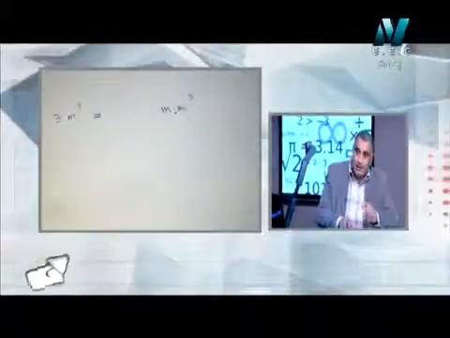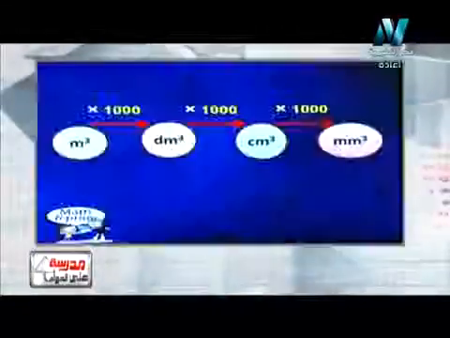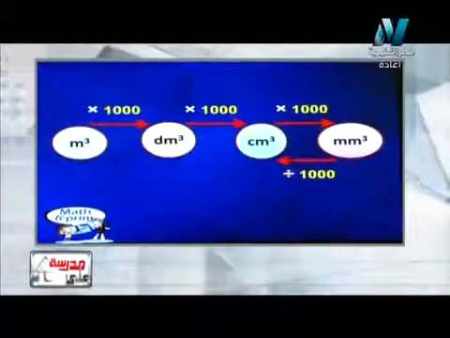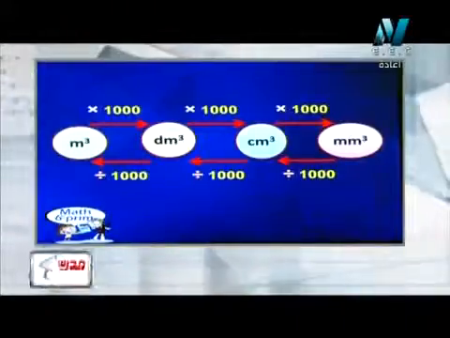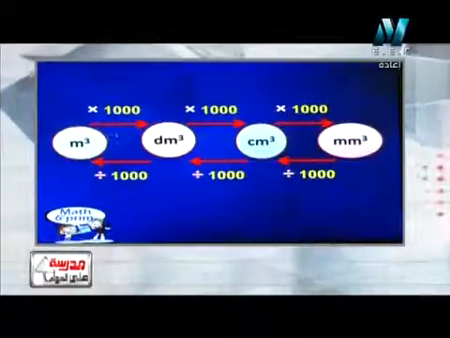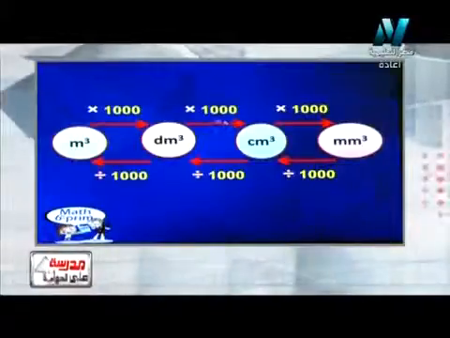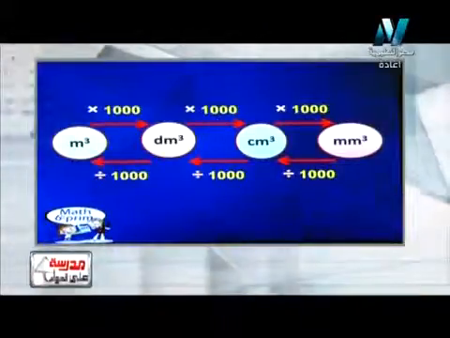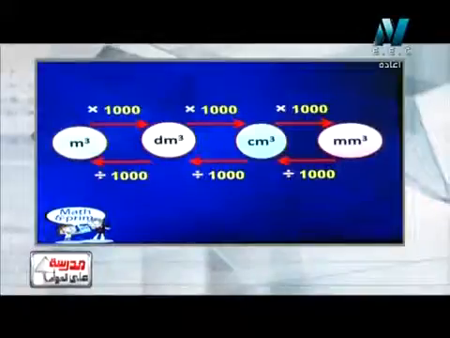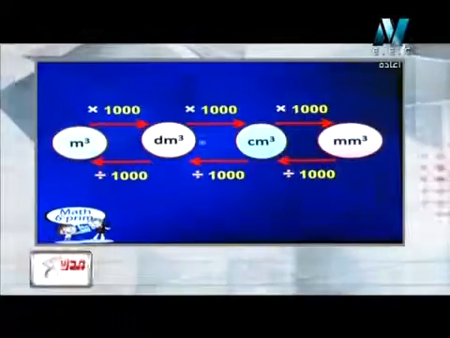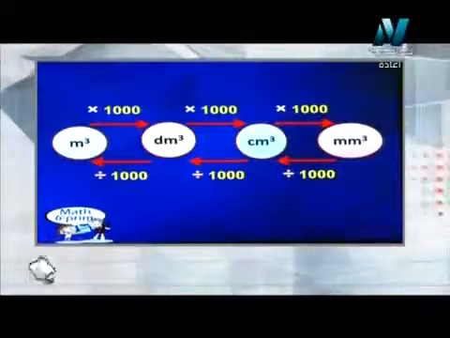If you look at the screen, as you see, we have a very important diagram. From meter cube to decimeter cube, multiplied by 1000. Decimeter cube to centimeter cube, multiplied by 1000. Centimeter cube to millimeter cube, multiplied by 1000. But if we want to make the opposite operation, we have to divide. Meter cube to centimeter cube, divide by 1000. Centimeter cube to decimeter cube, divide by 1000. Decimeter cube to meter cube, divide by 1000.